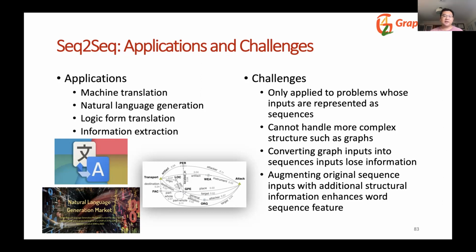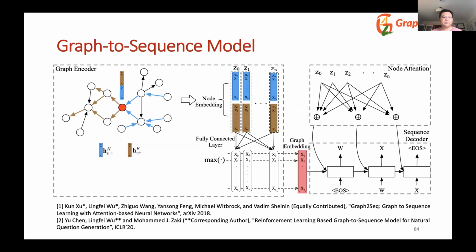Another important thing is that, as you mentioned many times, we have many ways to construct a graph. That is good because we try to augment the original text sequence with additional structure information. That will enhance the sequence feature. So it's very important to propose a new model that can deal with complex structured input and then produce a sequence output.